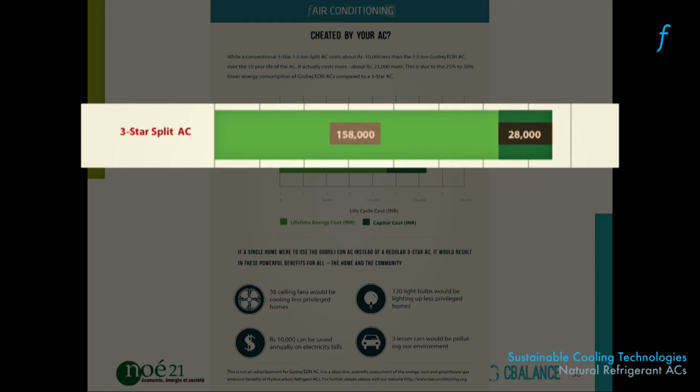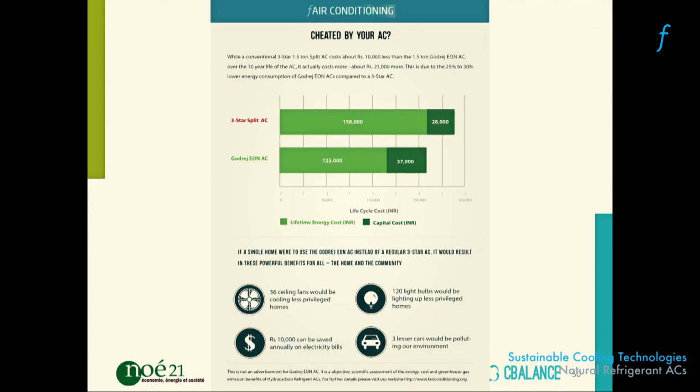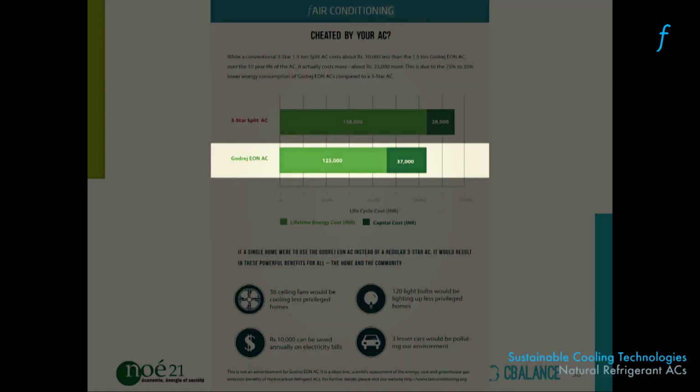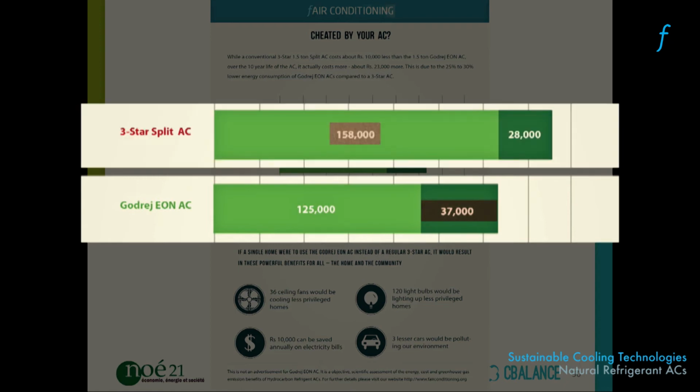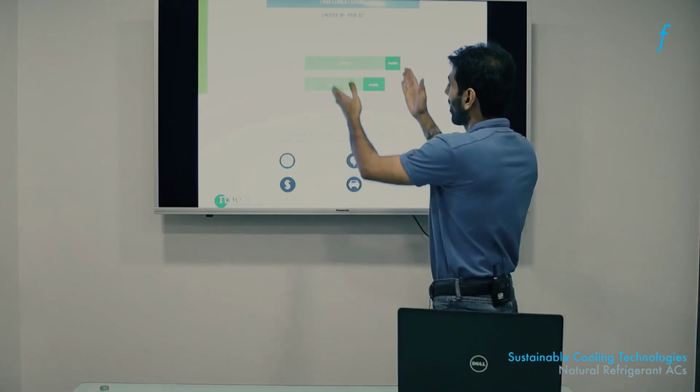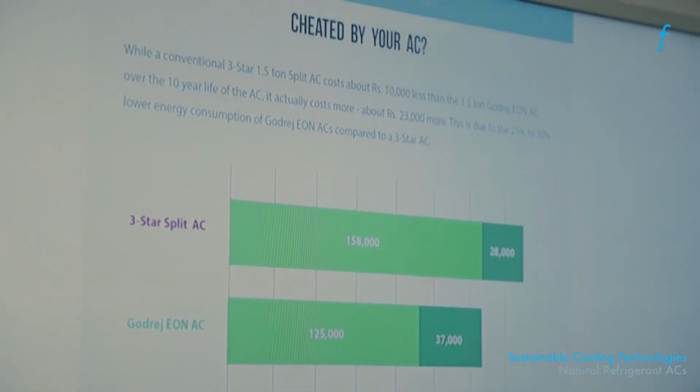Now, an alternate refrigerant technology unit, such as the Godrej Eon AC, which has R290 as a refrigerant, might cost initially a little bit more. You can see that this costs approximately 9,000 rupees more for a 1.5 ton AC. However, over its life, you consume much less energy and hence you spend less as well. On a life cycle basis, the cheaper AC is actually the Godrej Eon AC.